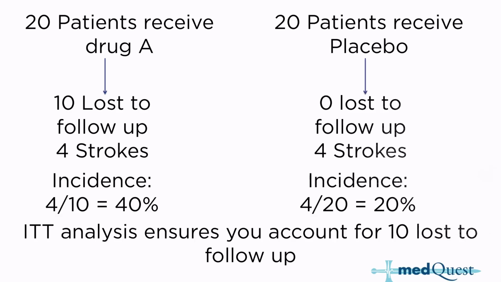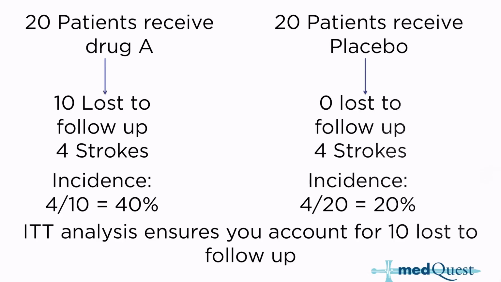Let's say you have 20 patients who receive drug A and 20 patients who receive the placebo. In the drug A group, 10 are lost to follow-up, and there are 4 strokes. In the group B group, 0 are lost to follow-up, and there are 4 strokes. Now, if you look at the incidence in group A, you would say that 4 strokes occurred out of 10 people, right? Because 10 lost to follow-up. So this is an incidence of 40%. In group B, the incidence is 4 divided by 20, or 20%, because all of your 20 patients stayed in the study and you know that there were 4 strokes.